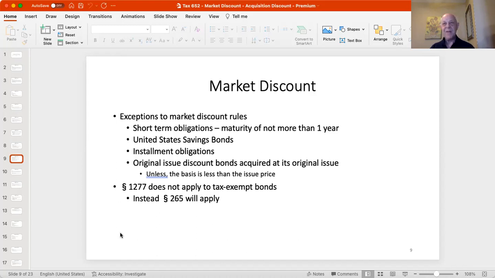And if we have a tax exempt bond that has market discount, they don't just make you defer the interest expense under 1277. They actually say no, code section 265 applies, and code section 265 will actually disallow the interest expense with respect to a municipal bond or a tax exempt bond. So the interest deferral rule doesn't apply to tax exempt bonds. Instead, the interest expense is just completely disallowed.